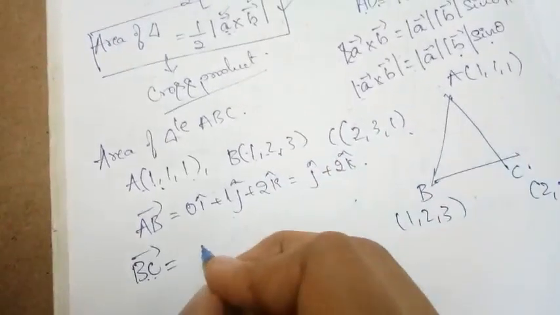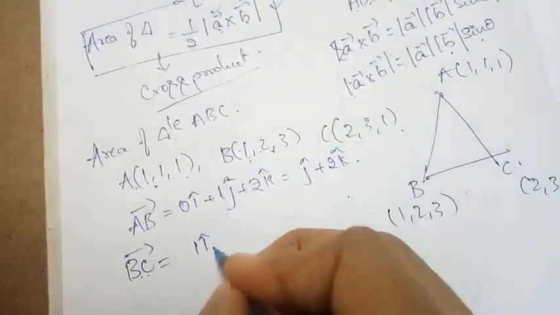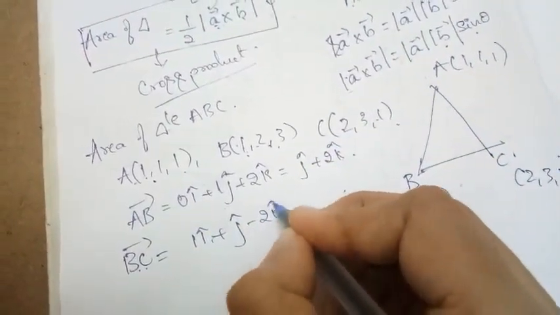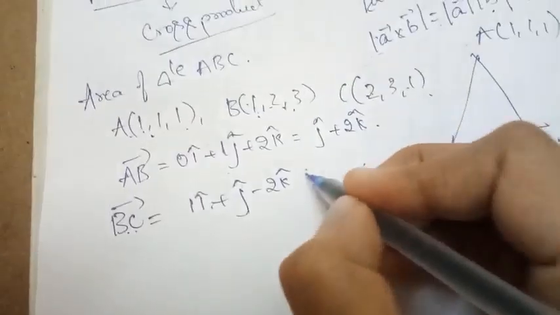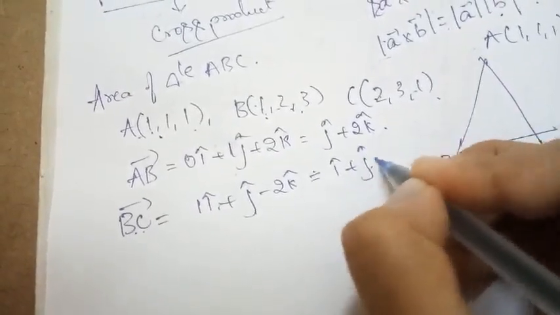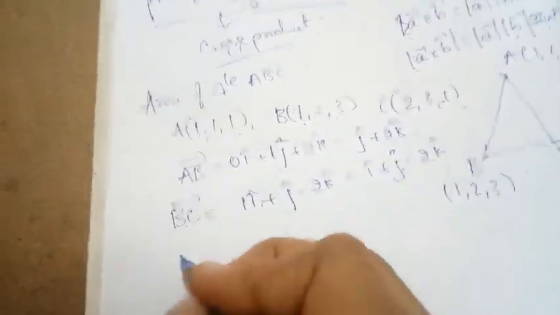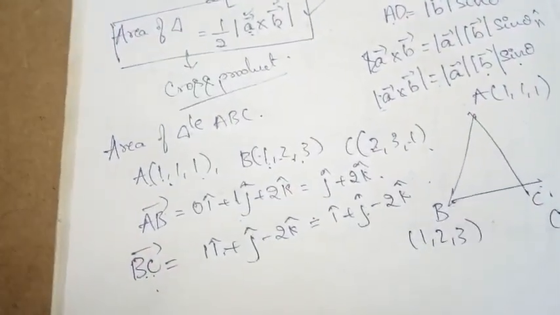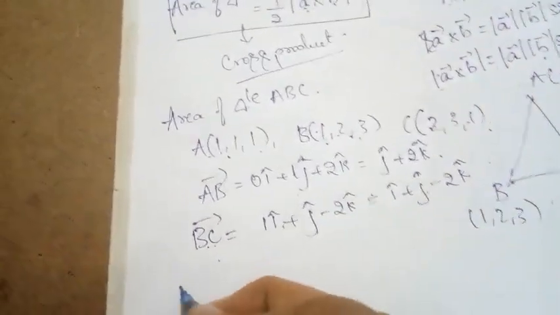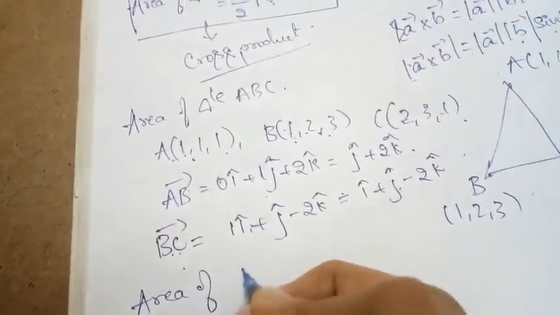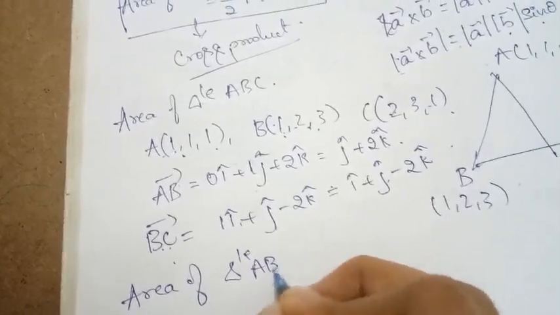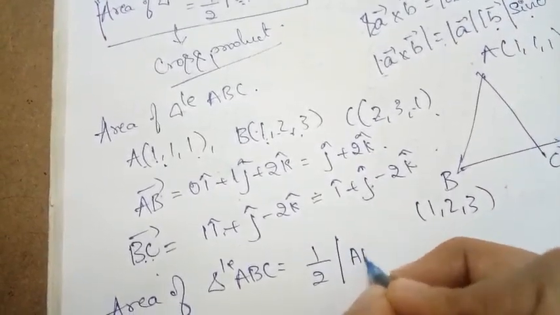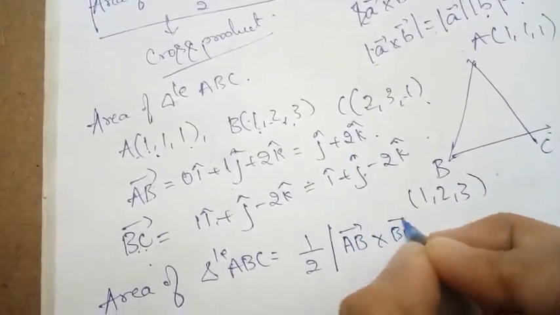So 2 minus 1, 1 i cap, 3 minus 2 plus j cap, 1 minus 3 minus 2 k cap. So it is nothing but i cap plus j cap minus 2 k cap. So now we got the two adjacent sides, that is vector AB and vector BC. So when we have two adjacent sides, then we have the formula: area of the triangle ABC is equal to half into magnitude of vector AB cross vector BC.